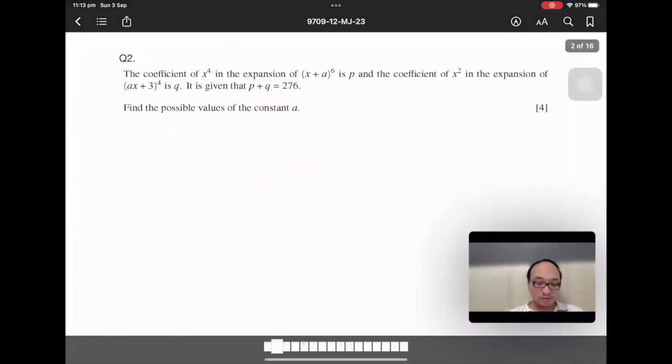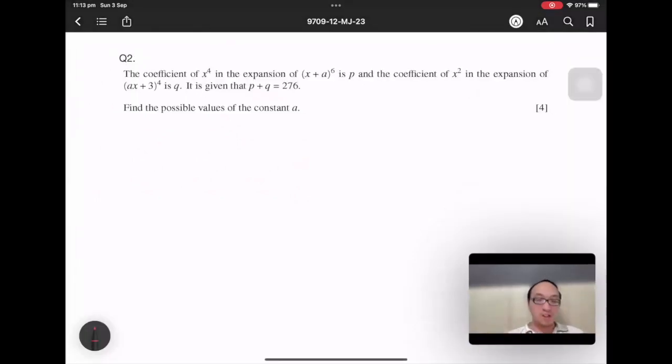Number 2. The coefficient of x^4 in the expansion of (x + a)^6 is p. And the coefficient of x^2 in the expansion of (ax + 3)^4 is q. It is given that p plus q equals 276. Find the possible values of constant a.